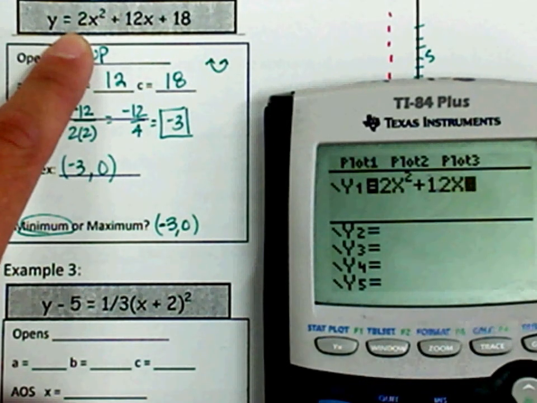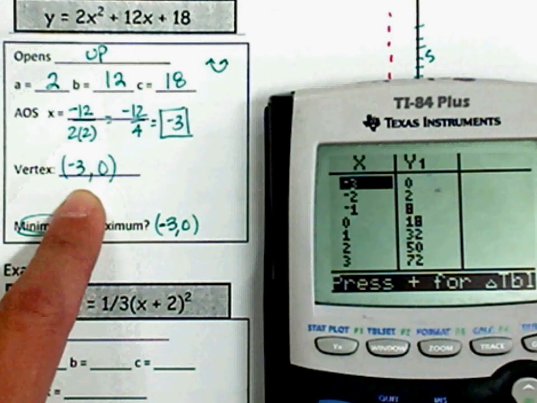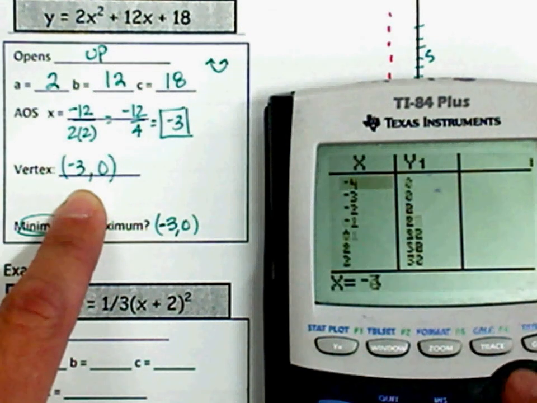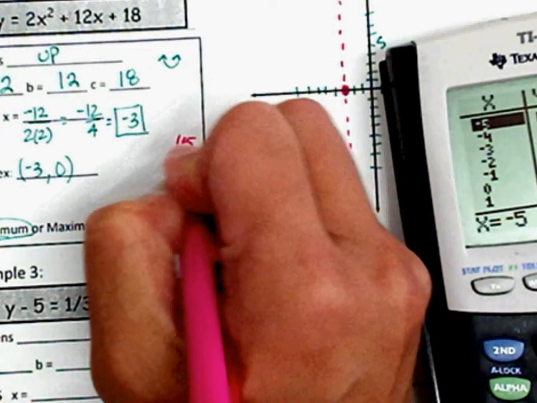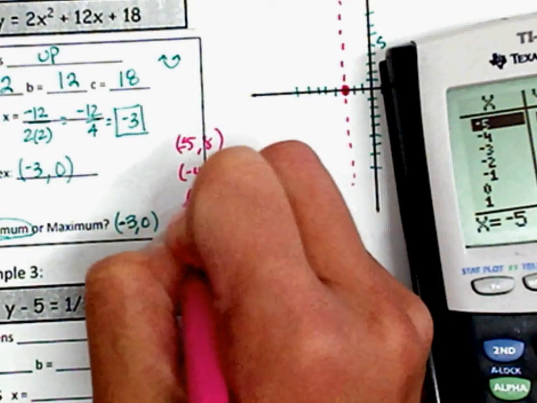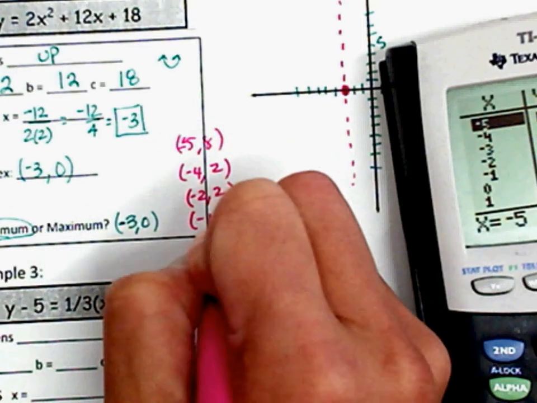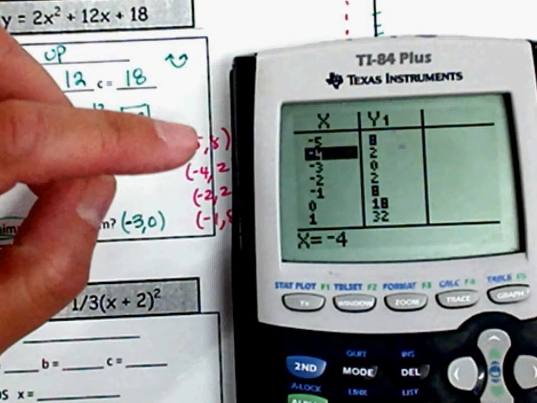Second table. Let's go find negative 3, 0. Right there. Go 2 up. So what are your points? Negative 5, 8. Negative 4, 2. Negative 2, 2. Negative 1, 8. Those are my 4 points. 2 up, 2 down. Okay?